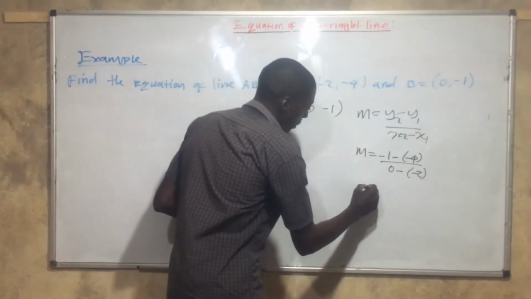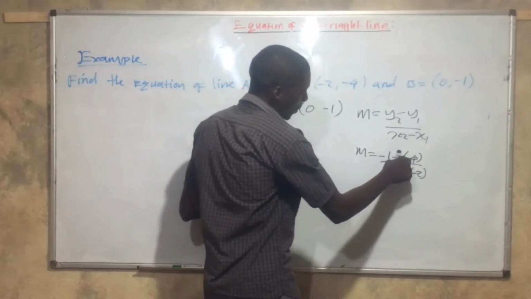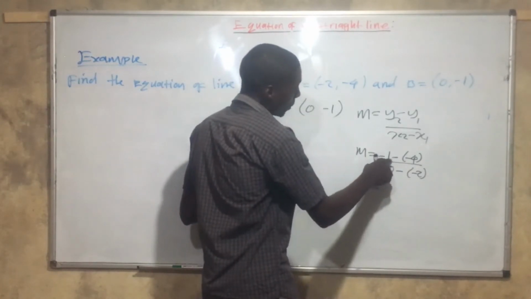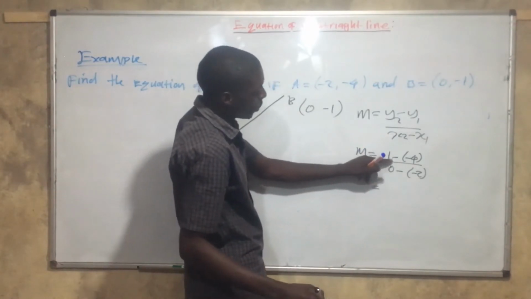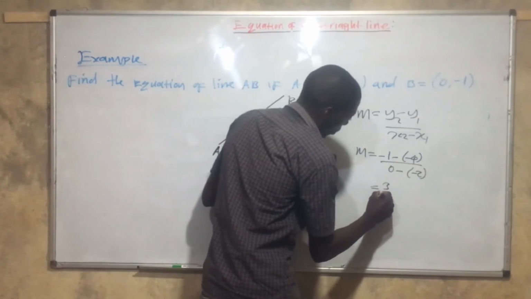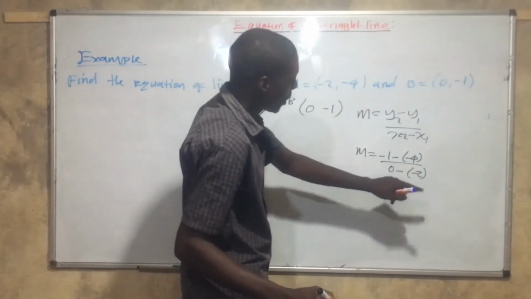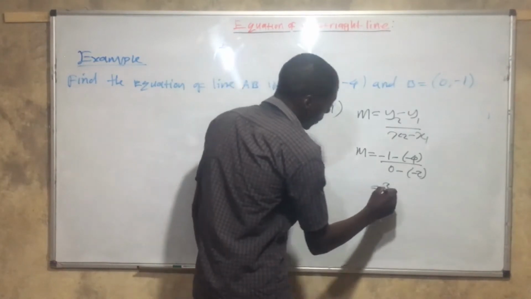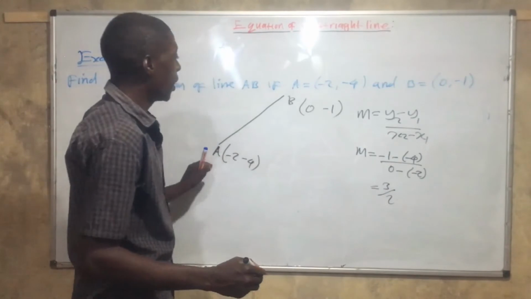So this will be the gradient. Negative times negative is positive, so we have -1 plus 4, which is 3, over 0 minus -2, which is 2. So it means 3/2 is the gradient for line AB.